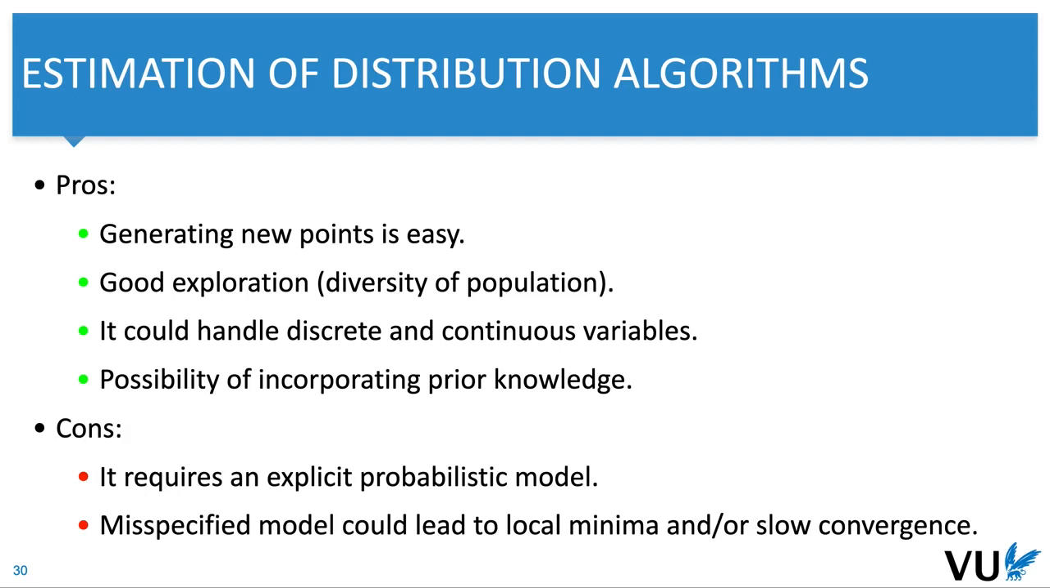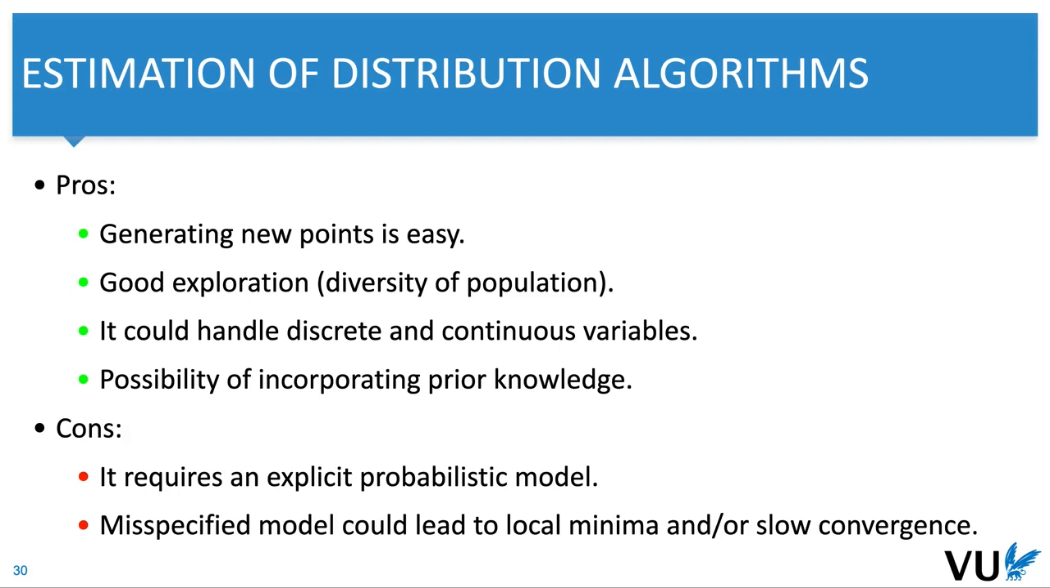So we just generate it from a distribution that we fit. So we can generate very easily points that have been never seen before. It could have very nice properties like good exploration, because we can generate really diverse populations. So when we look at this Gaussian, we can even sample from so-called tails, right, from these parts that are further from the mean value. It could handle both discrete and continuous variables.